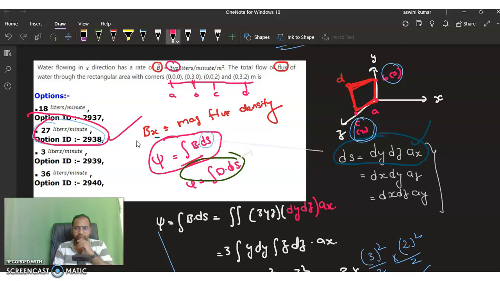Okay. So most of the candidates are worried about this question, how to solve it and what is the solution procedure. Okay. So here the thing is that you should know about this expression, and the ds has to be taken as this thing. So if you guys know about these things, then automatically we can solve this type of questions.